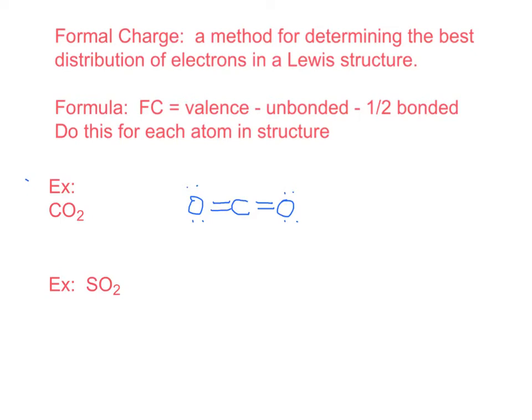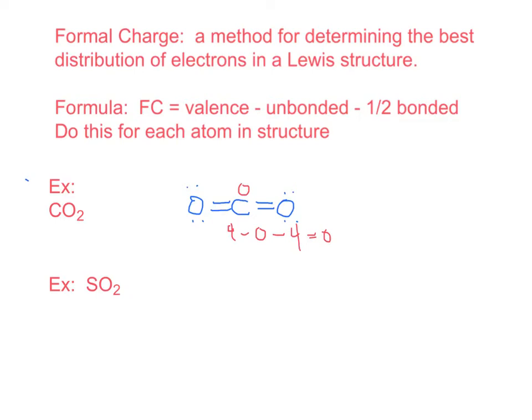Well, let's do the carbon first. So carbon has, start with the number of valence electrons, 4 valence electrons. We're going to subtract off any unbonded ones. Well, there aren't any unbonded electrons. There are no lone pairs on carbon. Then minus half of the electrons involved in bonds. So let's look. 2 electrons, 4, 6, 8. So there's 8 electrons attached to that carbon through bonds. Half of 8 would be 4, so it's 4 minus 0 minus 4, that equals 0. So carbon's formal charge is 0.